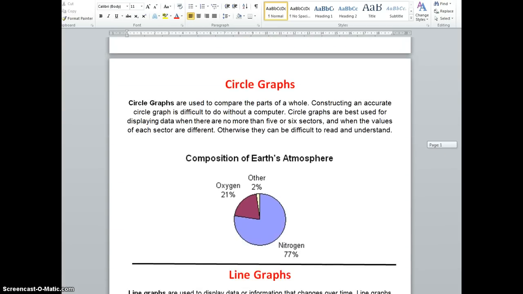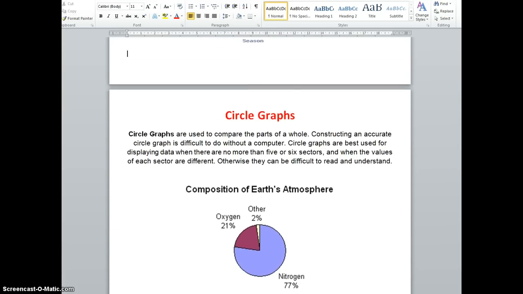All right, next we're looking at a circle graph. Here we are. So circle graphs, they're used to compare parts of a whole. So circle graphs can be a little bit tough to do without a computer, but they're also good to do when we have fewer sections. And each value needs to be different in order to see the differences.